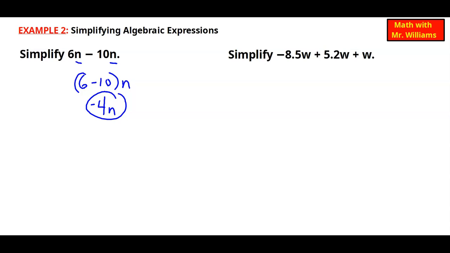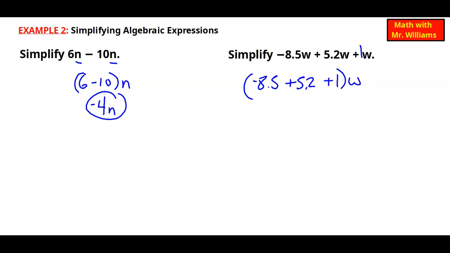All right, on the second one, we have simplify negative 8.5w plus 5.2w plus w. All right, the key here is to know that there is a 1 in front of this w, so when we factor the numbers out, we include that 1. And then we keep the w on the back side.